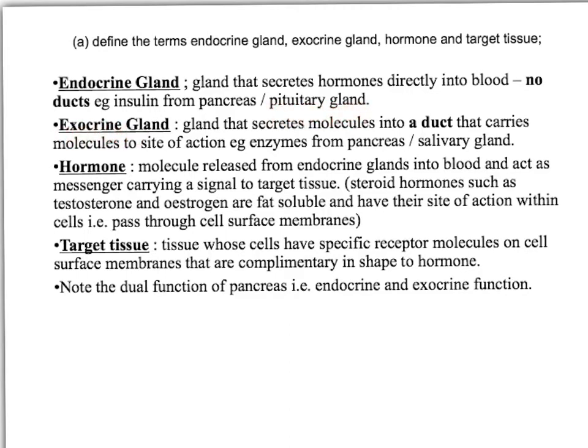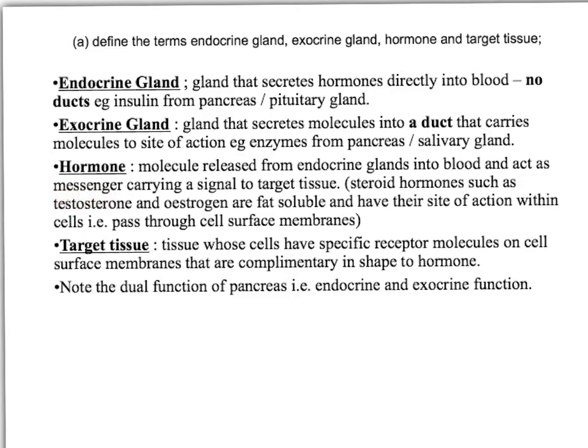Exocrine gland, these secrete molecules into ducts that carry molecules to a site of action. And the example I've given you here are enzymes from the pancreas, but also salivary gland would be an example of an exocrine gland. A hormone is a molecule released from an endocrine gland into the blood and acts as a messenger, as we'll describe.